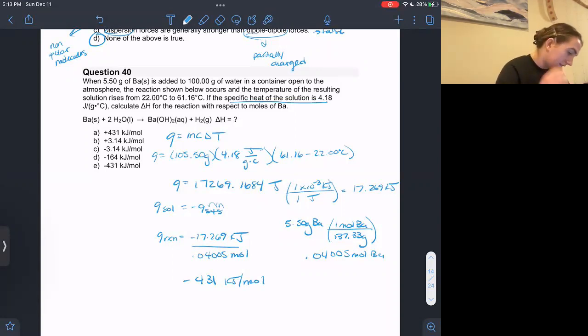And when I look at this, I think I'm happy with that. The solution is increasing in energy or increasing in heat, which means that the reaction must be releasing that heat in order to cause the solution to rise in temperature. So we expect a negative value. So I feel good about it. Yeah, I'm going to go with E.